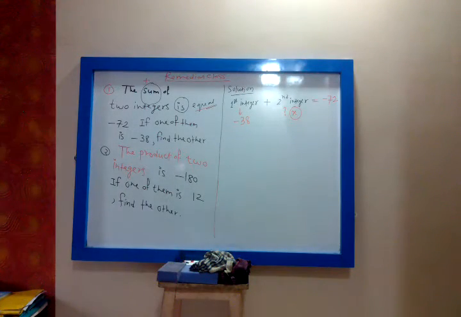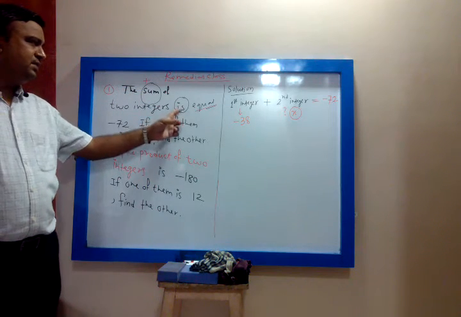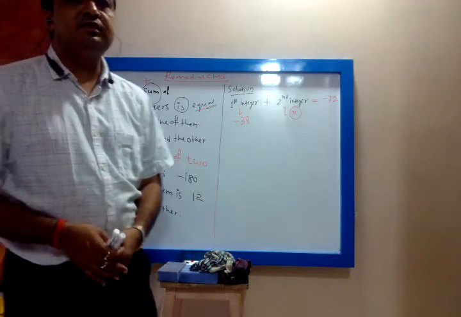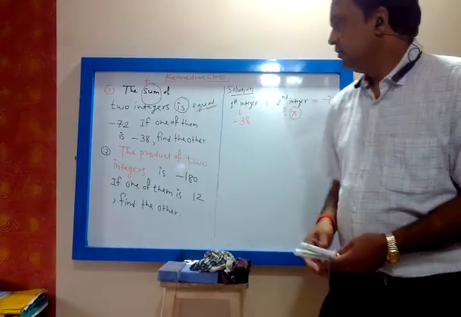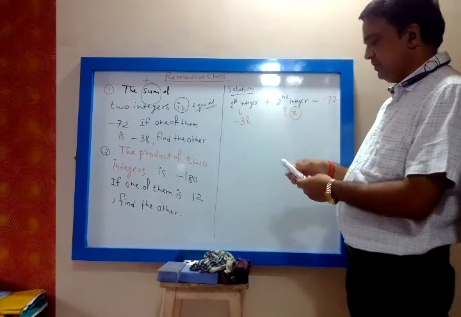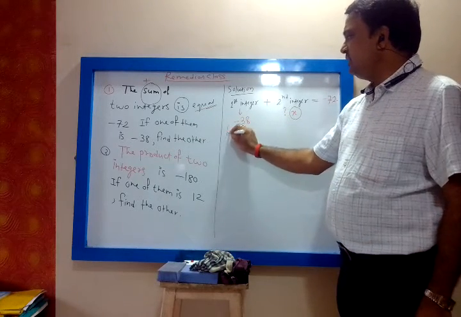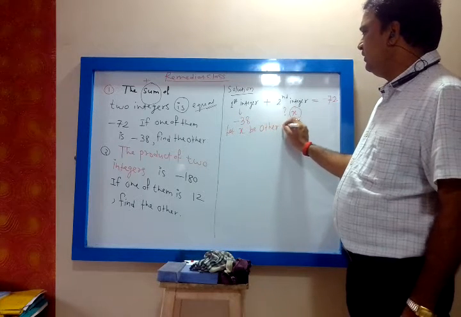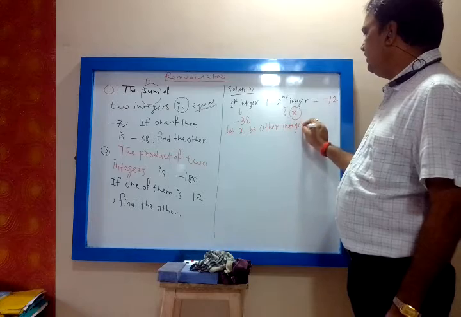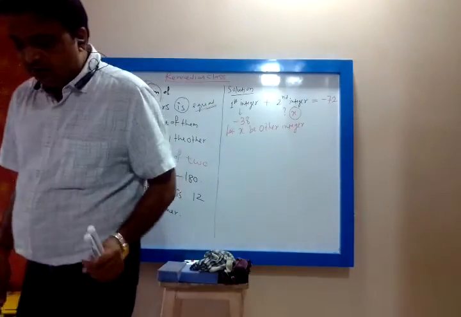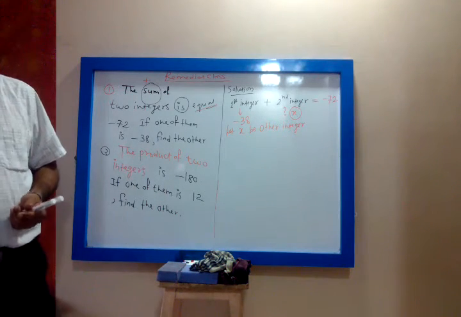So in mathematics, first you have to form the equation. Sum means plus, is means equal. So first integer plus second integer is minus 72. First integer is given, minus 38, second we have to find. So we write, let x be the other integer. Now let us solve this. What is that equation? Tell me the answer.